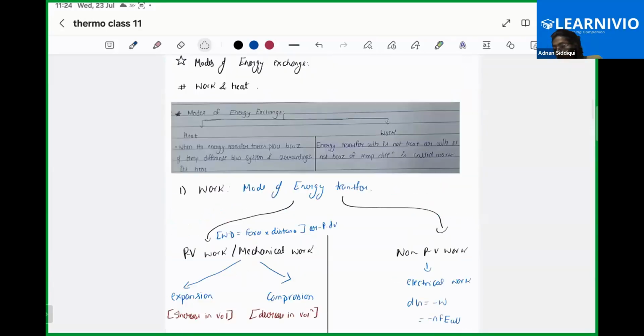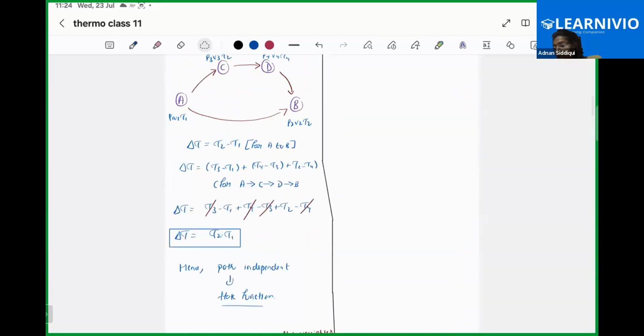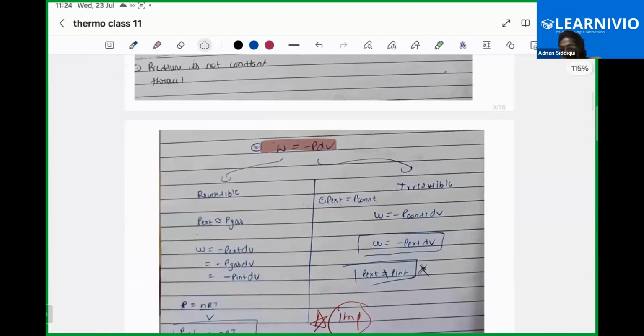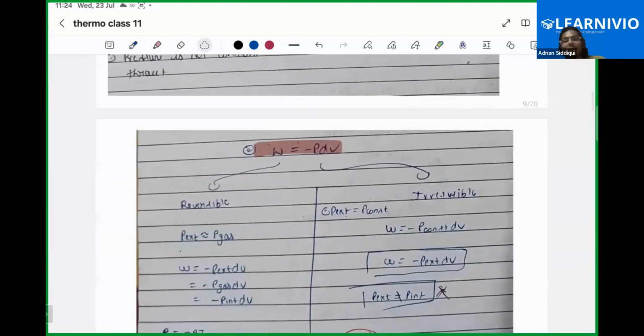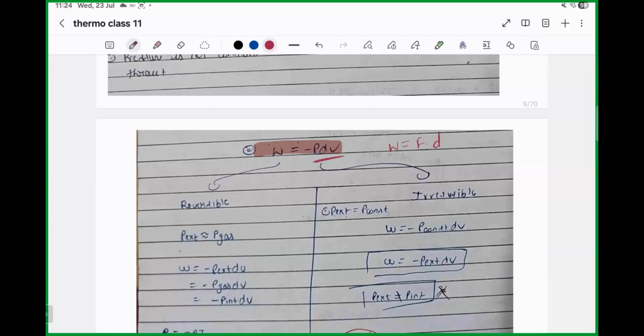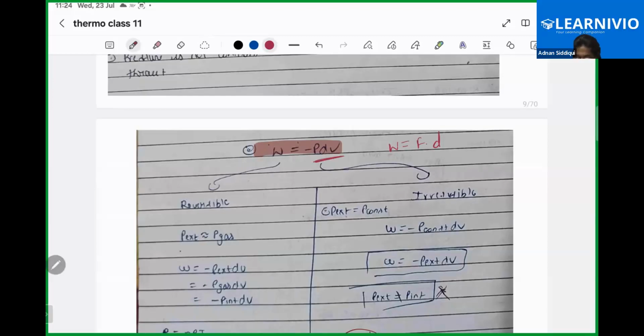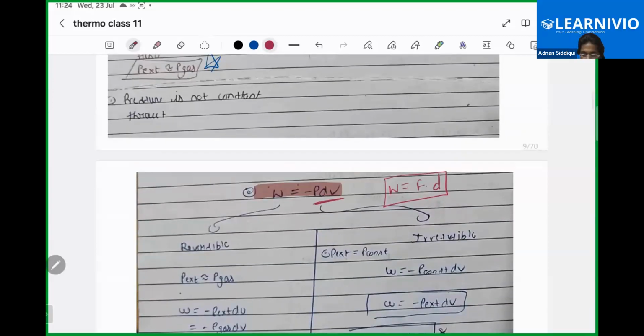Okay, let us talk about how we are going to use our reversible and irreversible process in terms of work done. So basically, W is our work done. I told you the formula for work done is force into displacement. You might be wondering how we are getting this PdV, or do you know how we are getting it? So we can modify this formula, force into displacement, into pressure into volume. How? Let us see.